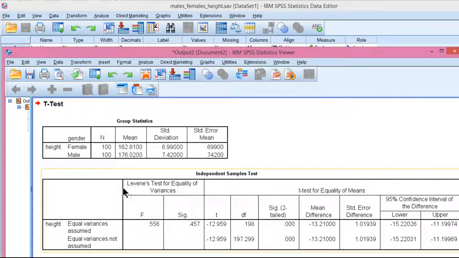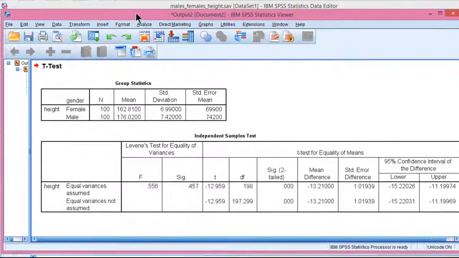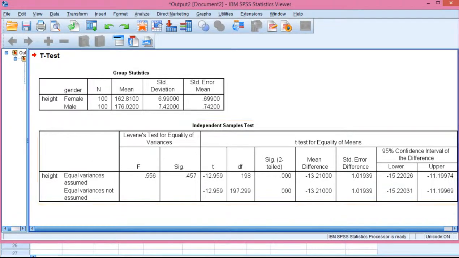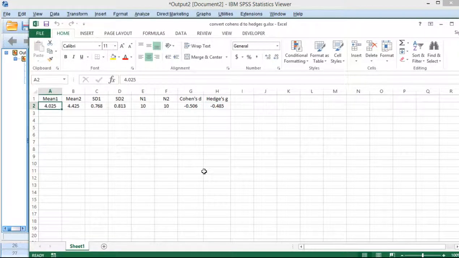The next part I'm going to calculate here is the Cohen's d estimate and also Hedges' g. As I mentioned in the textbook, we should arguably report Hedges' g rather than Cohen's d for a particular analysis because Hedges' g is less biased. I created an Excel sheet for myself to calculate Cohen's d and Hedges' g because SPSS doesn't do it.